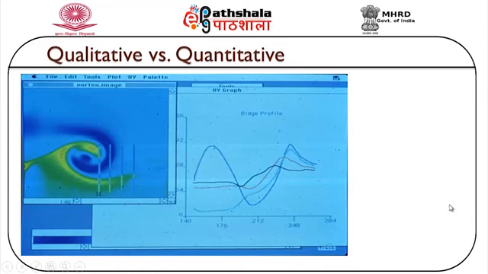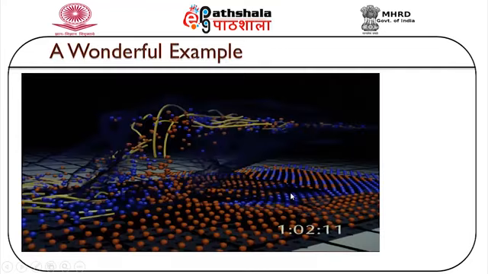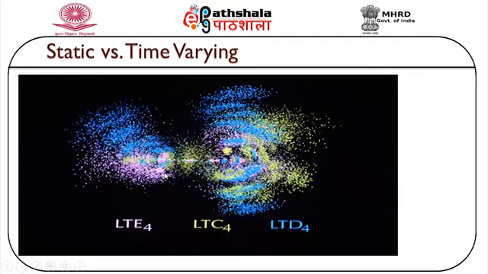This is also another example for qualitative as well as quantitative data that is being displayed in the form of contour plots and line diagrams. Then this is also a wonderful example of a time varying data set, an example of static versus time varying data set, where the data set varies with respect to time.